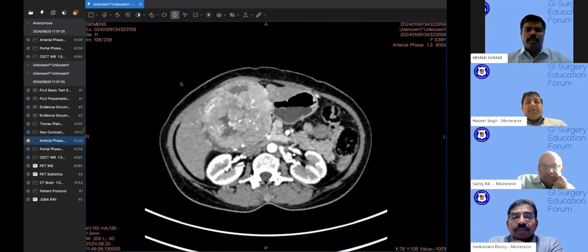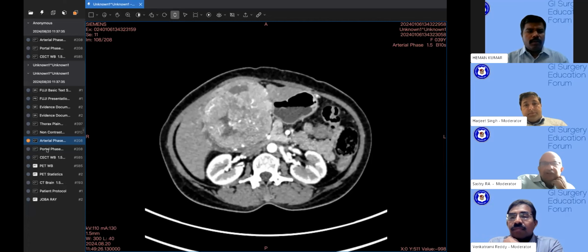Sir, apart from concentrating on this lesion, there can be some other lesions in the liver, so you should look for the other lesions also. You did not mention. There are no other lesions other than this, sir. So I would then like to proceed with the portal venous phase, sir.